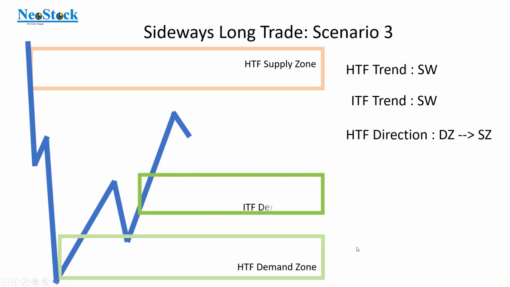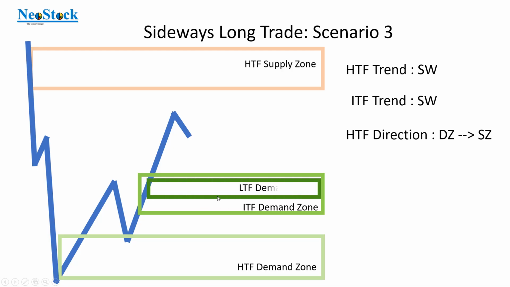Okay, what else? The compulsory rule you already learned. In any scenario, your LTF demand zone should always overlap with ITF demand zone. So that's why here we have a LTF demand zone that is overlapped with ITF demand zone. Now can we plan the trade? No. We have one more rule. What is that one more rule? Curve. That is nothing but location.